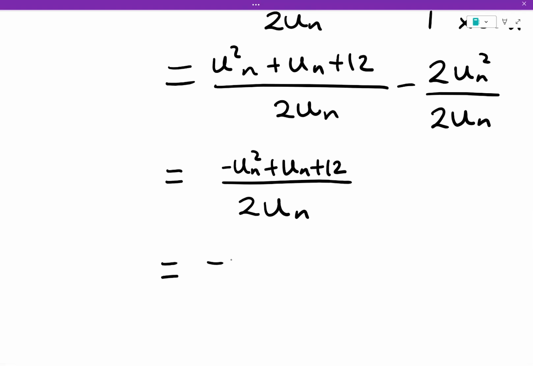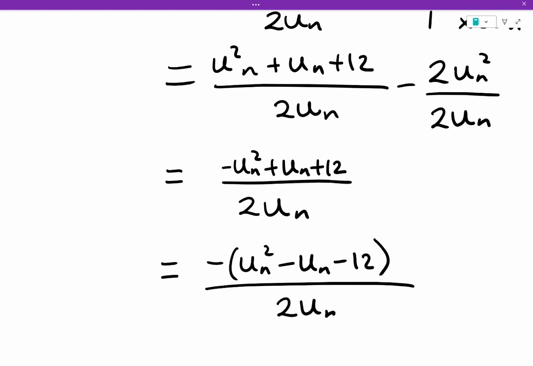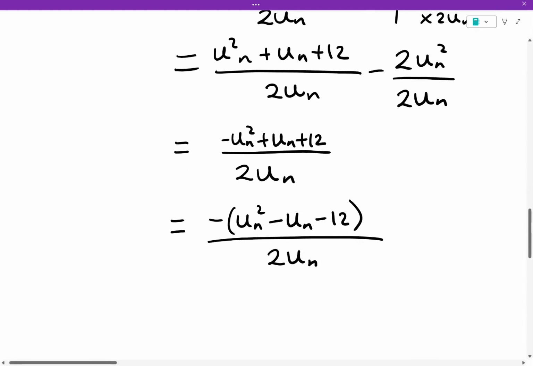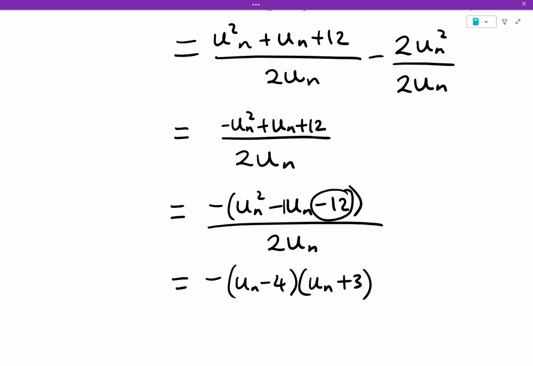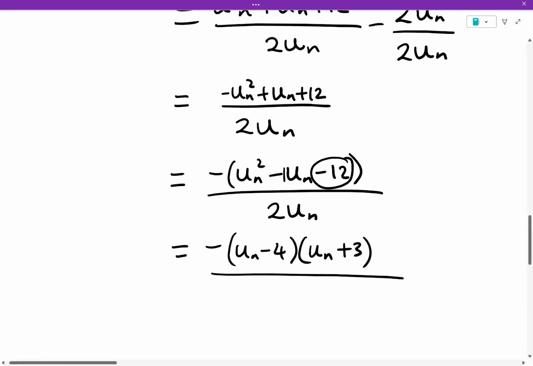So I have negative 1, open brackets, u_n squared, subtract u_n, subtract 12 like that, and then divided by 2u_n. And then let's go inside my bracket and factorize. Well, I've now got 1 u_n squared in there, so it's going to be double brackets, u_n times u_n. And then we're looking for factors of negative 12 that add to negative 1. So that would be negative 4 and positive 3, I believe. And that's all divided by 2u_n.